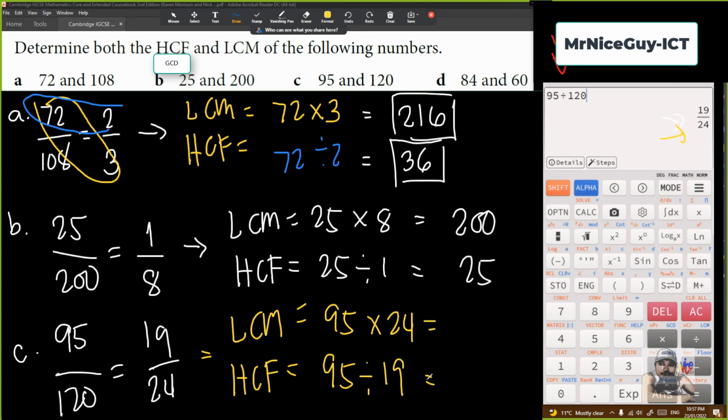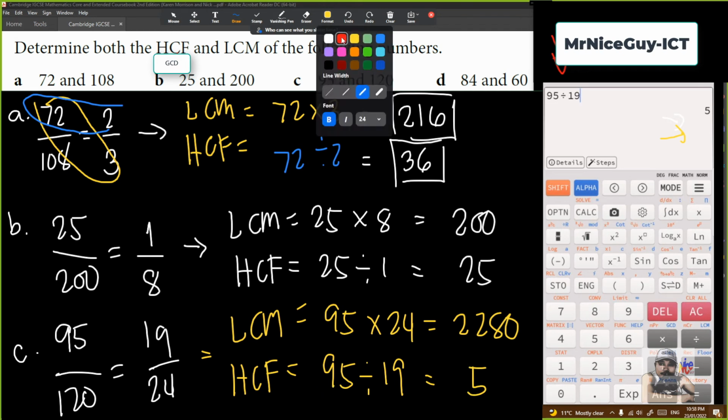Right now, I use the concept which is 95 times 24. On the calculator, you can see it's 2,280. While dividing 95 by 19 will give us a value of 5. So that is your highest common factor, or the GCD, and your LCM is 2280.